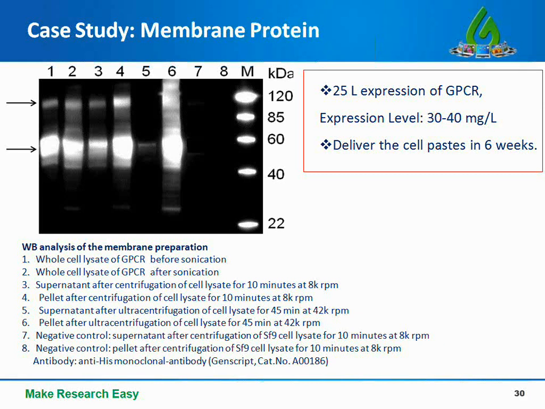Just to give you a little background of the project, this was a 25-liter expression of GPCR, and the expression level was 30 to 40 mg per liter. And we successfully delivered the cell paste to the customer in just 6 weeks.